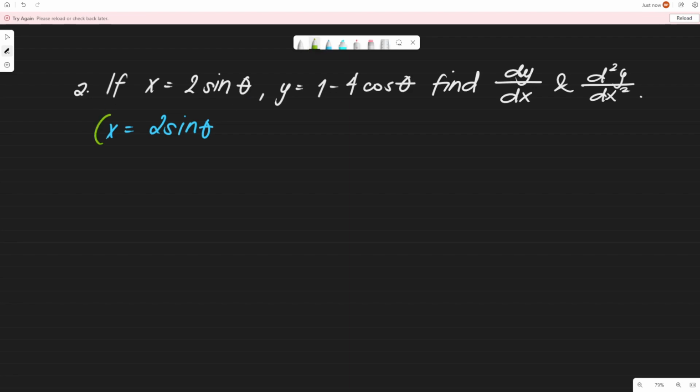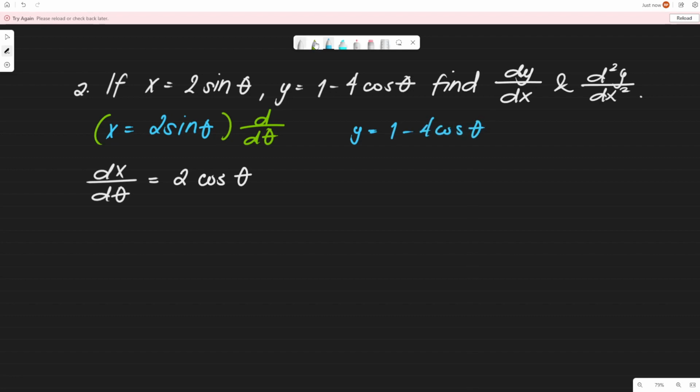So, let's get the derivative in terms of theta. No, so, we'll have dx over d theta is equal to 2 cosine theta, diba? Kasi isa naman is y is equal to 1 minus 4 cosine theta. Let's get the derivative in terms of theta rather. Excuse me. So we have dy over d theta is equal to 4 sine theta. No, so yun yung dalawa.